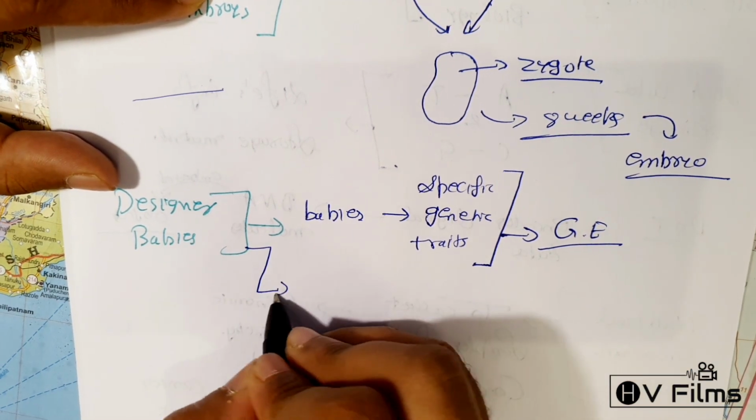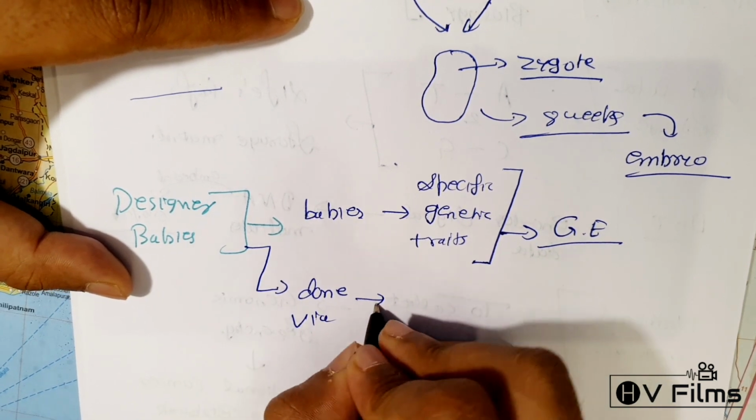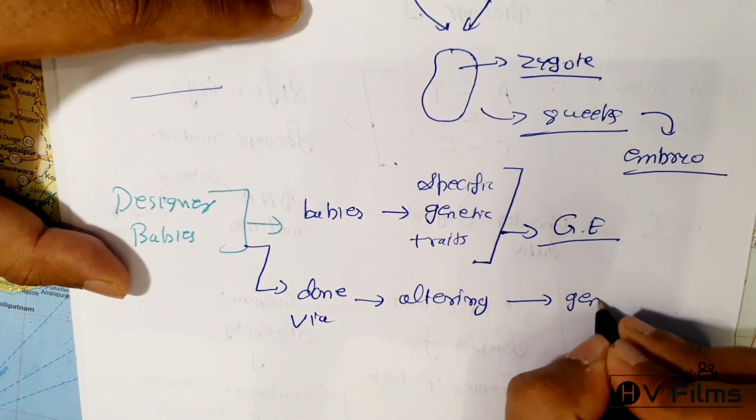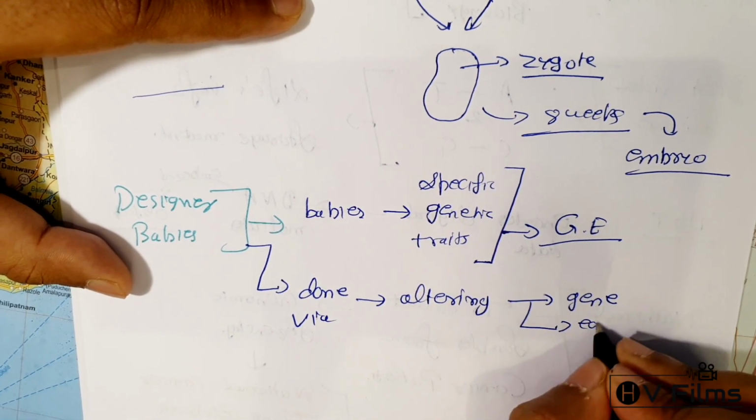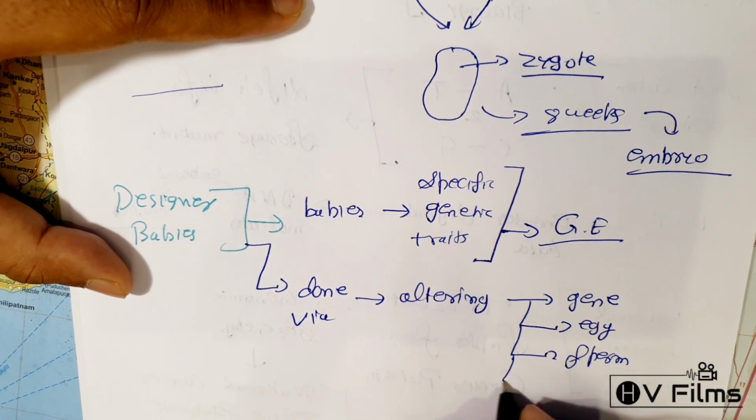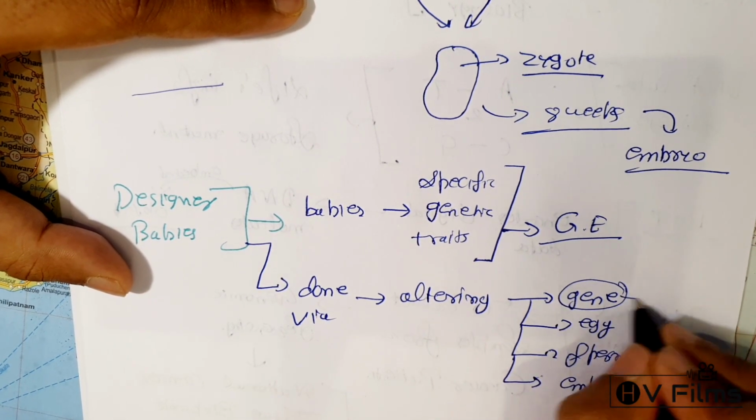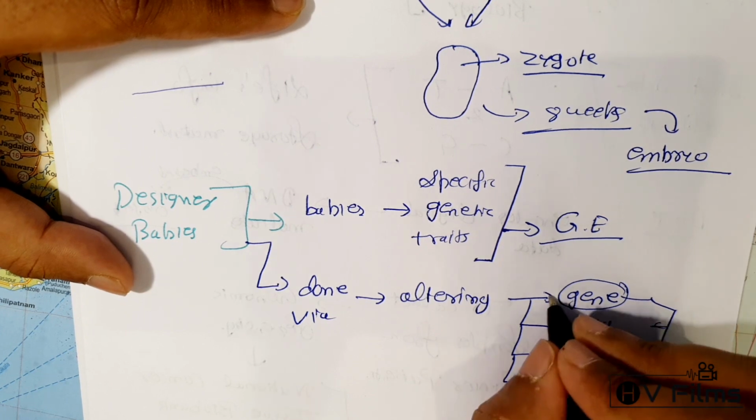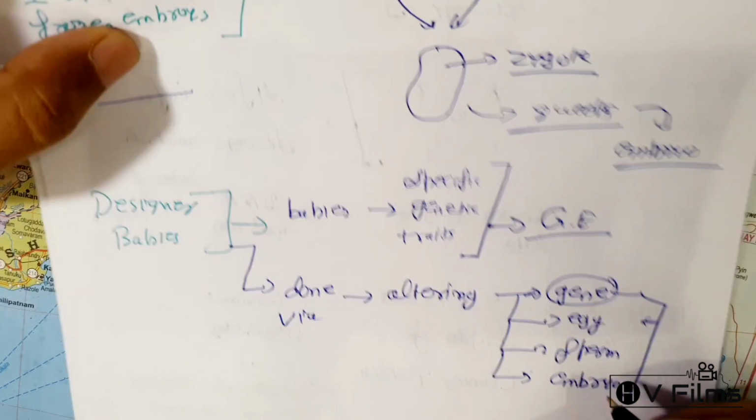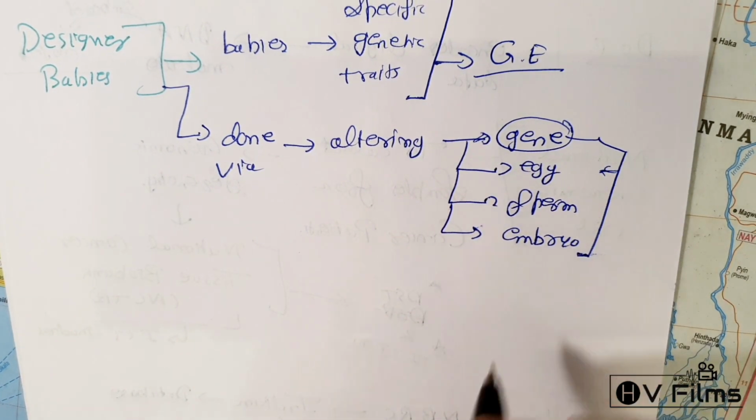So you can write it here that this is done via altering what? Genes, egg, sperm, or the embryo. Well, the exact word was actually the genes of all these. Because the gene exists in the egg as well as the sperm as well as the embryo, we mutate them and disrupt them as per our requirements and needs.